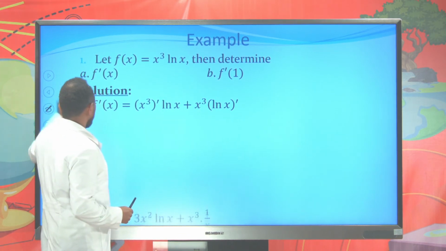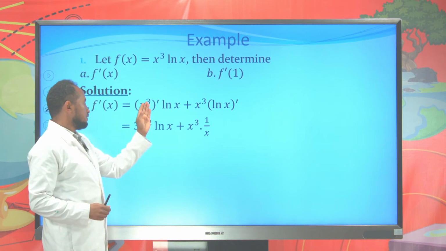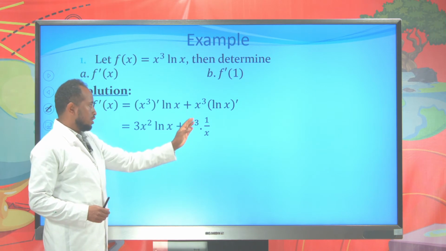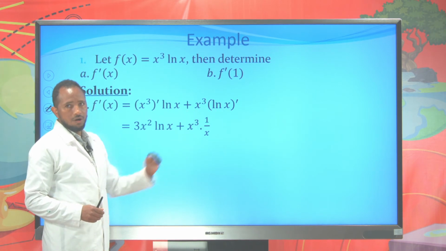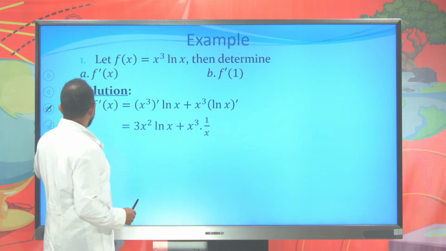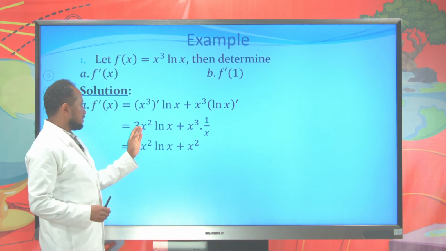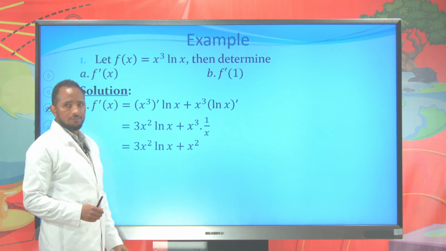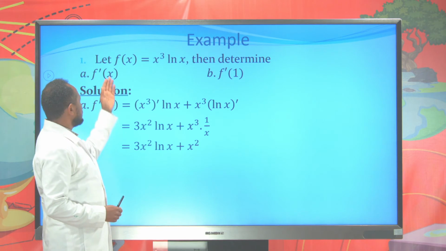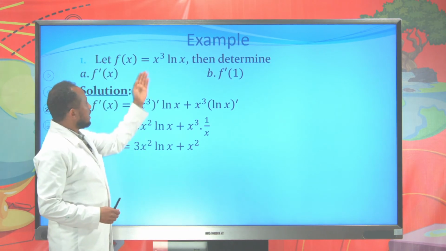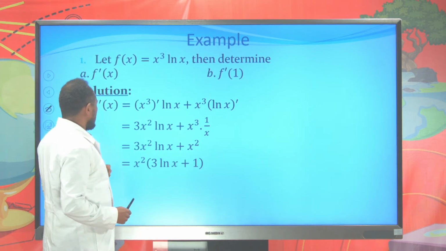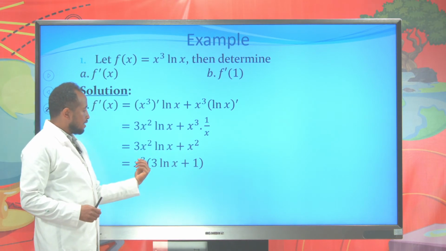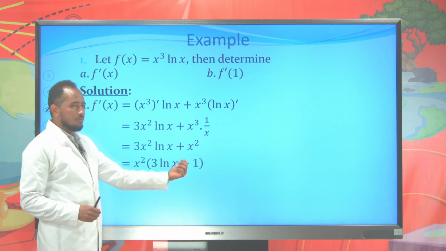Therefore, this is equal to the derivative of x cubed, which is 3x squared, times ln x, plus x cubed times the derivative of ln x, which is 1 over x. Simplifying this, you will have 3x squared ln x plus x squared. So this is the derivative of f of x. Or you can factor x squared, giving x squared times 3 ln x plus 1.